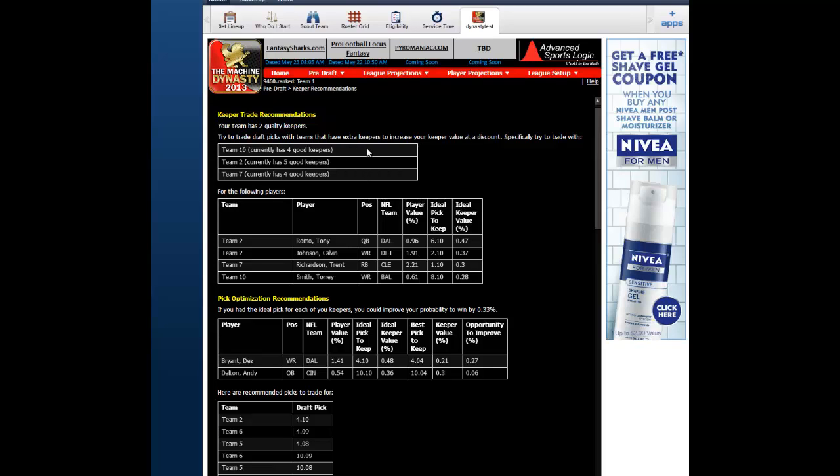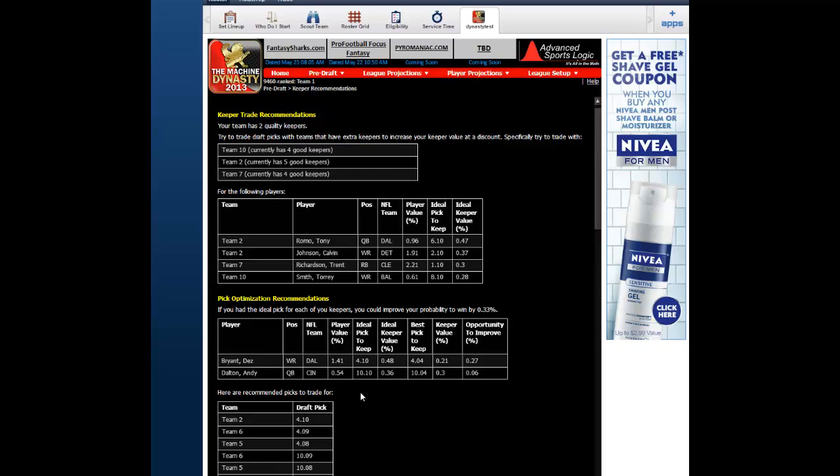Now, that doesn't mean these are the only teams I should try to trade with. Some teams aren't going to have the machine, so they're not going to understand which players are ideal to keep and which players aren't. These are some of the players from those teams that I might possibly try to trade for. And below that, we have my players that the machine thinks I should keep.